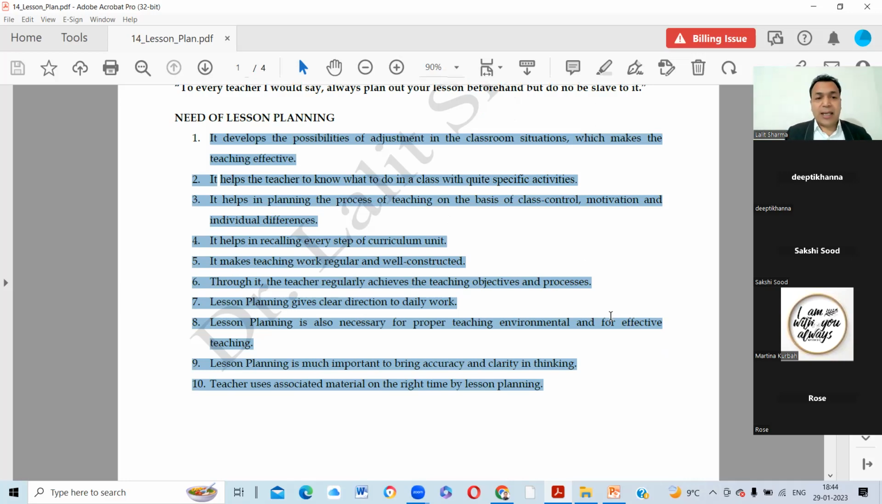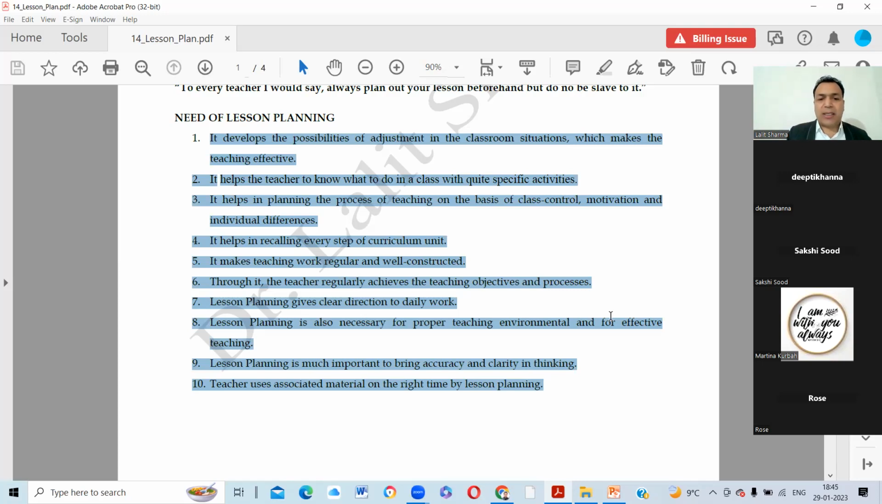Number 4, it helps in recalling every step of the curriculum unit. Number 5, it makes teaching work regular and well constructed. Number 6, through it, the teacher regularly achieves the teaching objectives and processes. Number 7, a lesson plan gives clear directions to the daily work. Number 8, a lesson plan is also necessary for a proper teaching environment and for effective teaching. Number 9, a lesson plan is very important to bring accuracy and clarity in thinking.